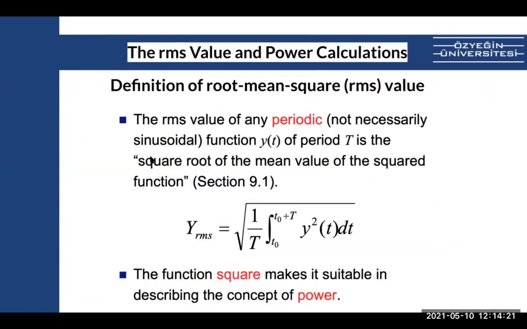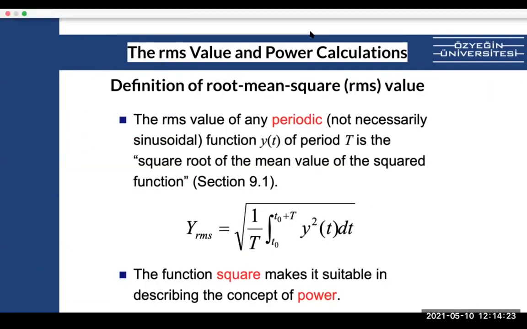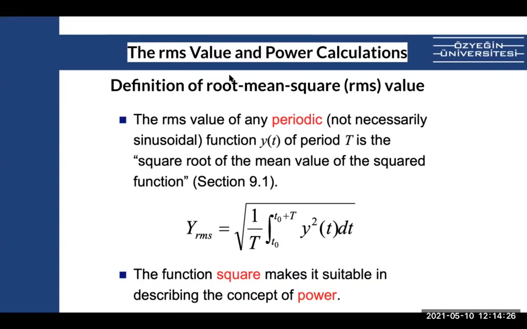Burada power için bilmeniz gereken 3-4 tane önemli şey var. So there is this thing called RMS power. So RMS means root mean square.